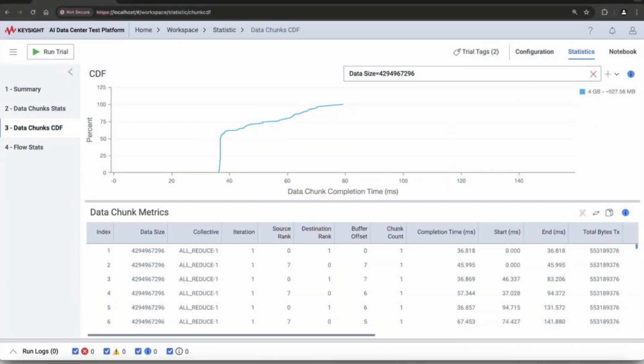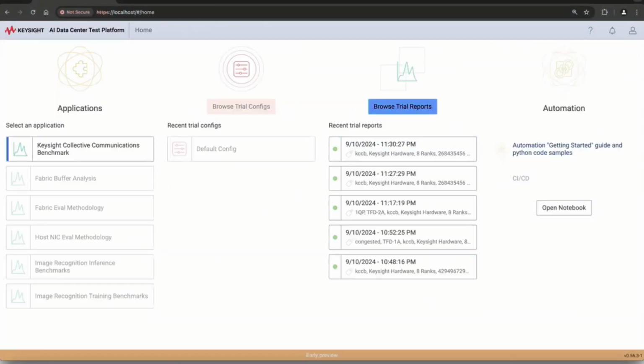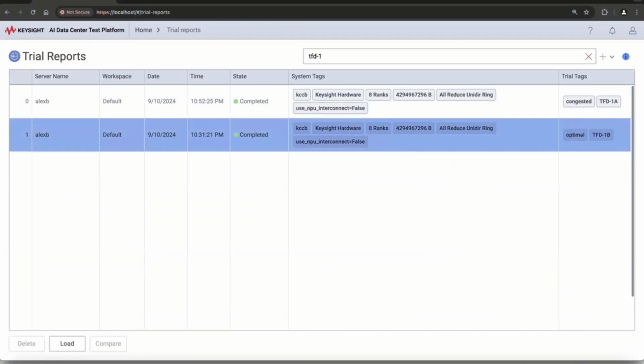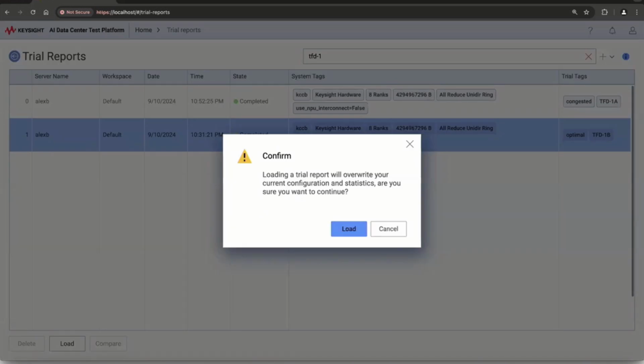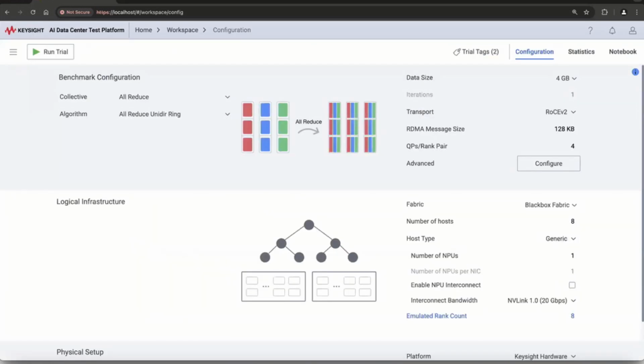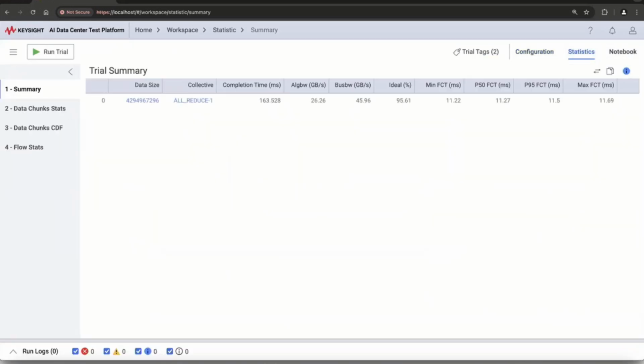Okay? Now let's see what happens when I change my network configuration. No change to what I'm sending. What kind of results do we get? Same configuration, everything is exactly the same, but let's just look at the completion time. 163 milliseconds. My utilization went up to 95.